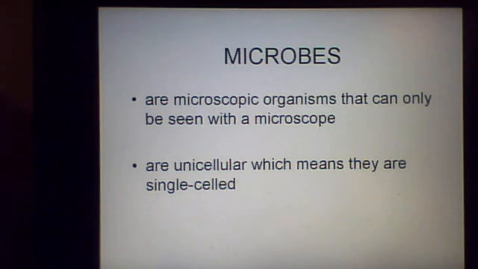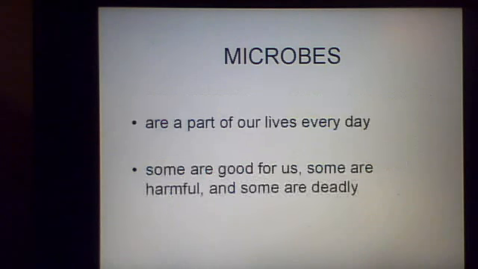Microbes are unicellular, and we've talked about unicellular versus multicellular. We as human beings are multicellular. In other words, we are made of trillions of cells, whereas microbes are unicellular, which means they are single-celled. Microbes are a part of our everyday lives. Some are good for us, some are harmful, and then there are others that are deadly.